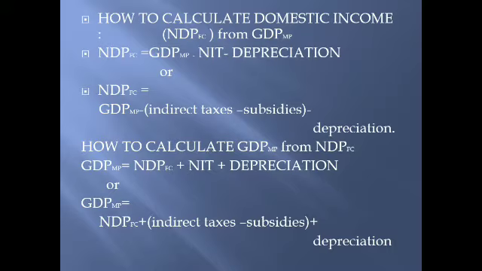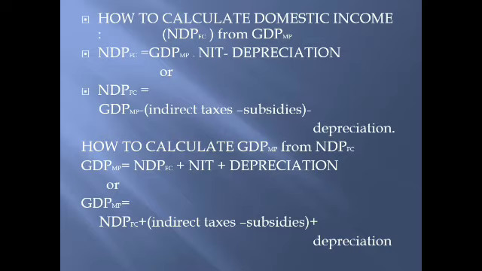So how are we calculating domestic income? GDP-MP, that is gross domestic product at market price, minus NIT. NIT means indirect taxes minus subsidies. If both indirect taxes and subsidies are given, then you will calculate NIT as indirect taxes minus subsidies. If NIT is calculated and given in the question, you will directly subtract NIT from GDP-MP.